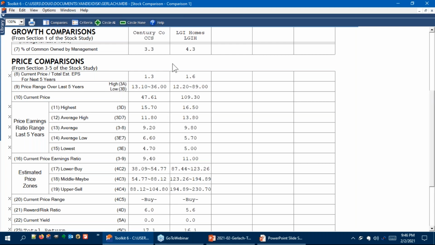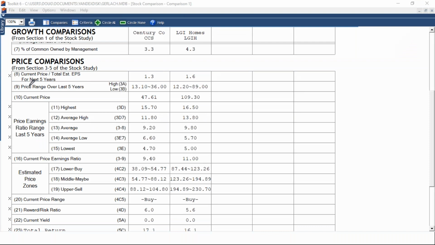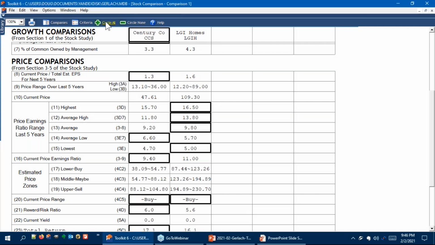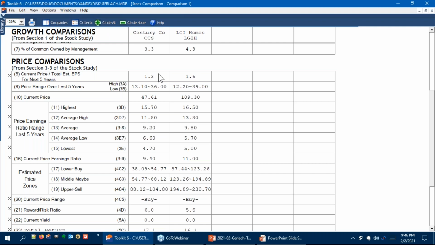All right, so the first item here is the current price divided by the total earnings for the next 5 years. The rationale here is that this is almost like a long-term PE ratio element, and the lower the better, according to Toolkit's approach. So the 1.3 ratio is more attractively priced than 1.6. So Century Communities works for that.